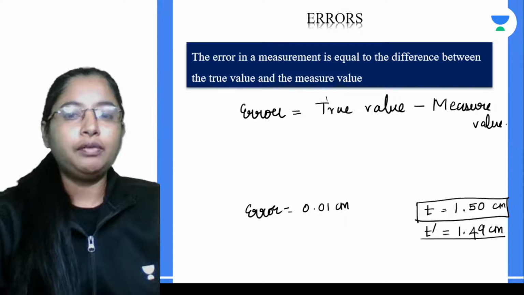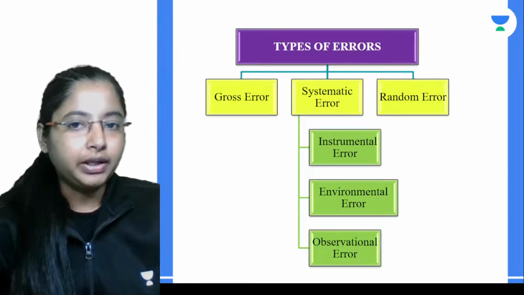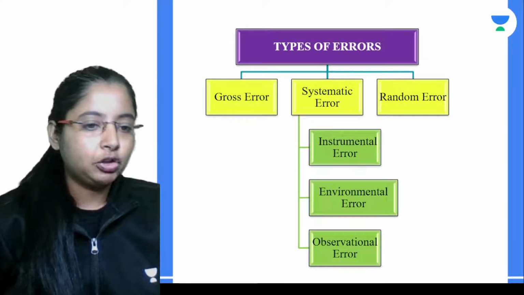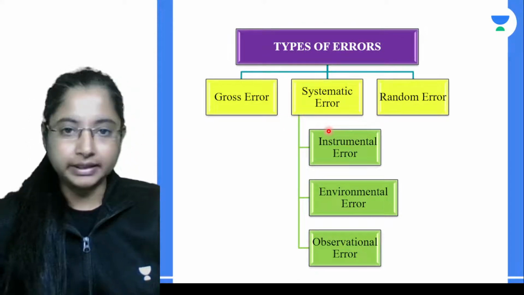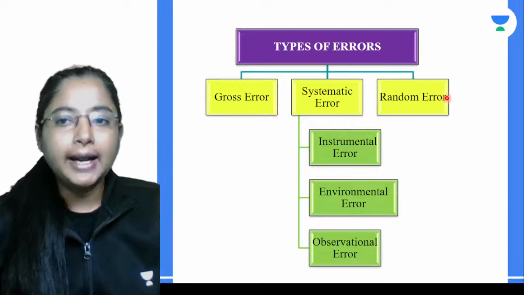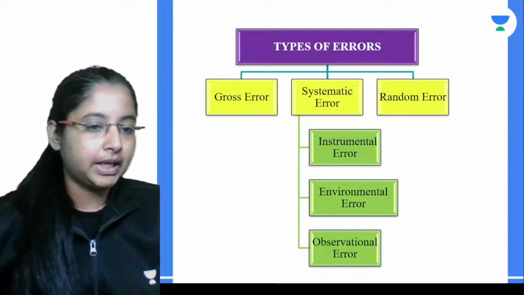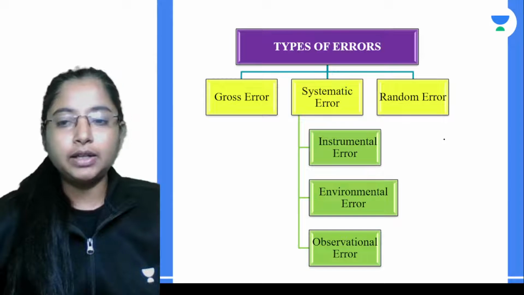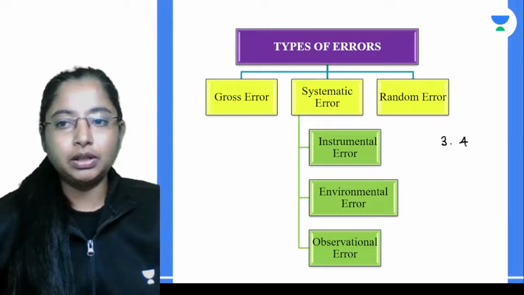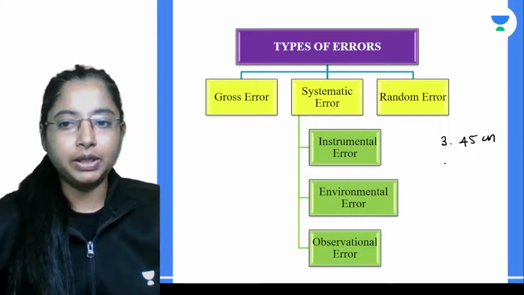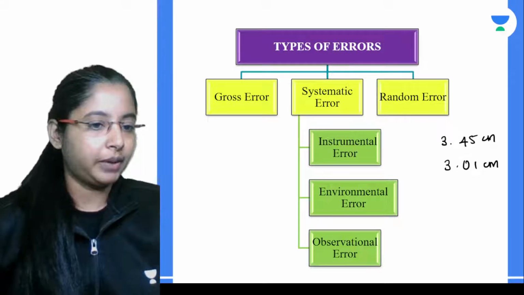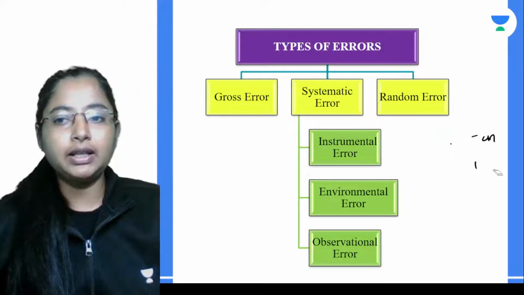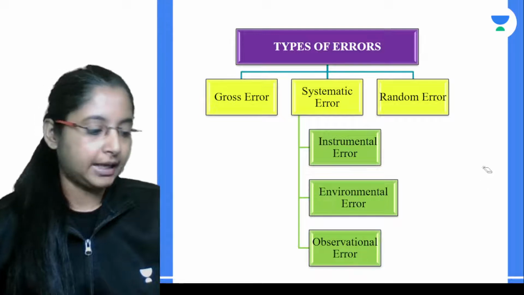Alright, now when you look at errors, there are different types of errors. Gross errors come into picture because of a person's carelessness. And if you look at random error, for example, let's say we are measuring the diameter of this pencil, and at one reading we get 3.45 centimeters, and another reading we end up getting 3.01 centimeters. Every reading the measurements tend to vary by a large amount. Then we say that particular value is random error.